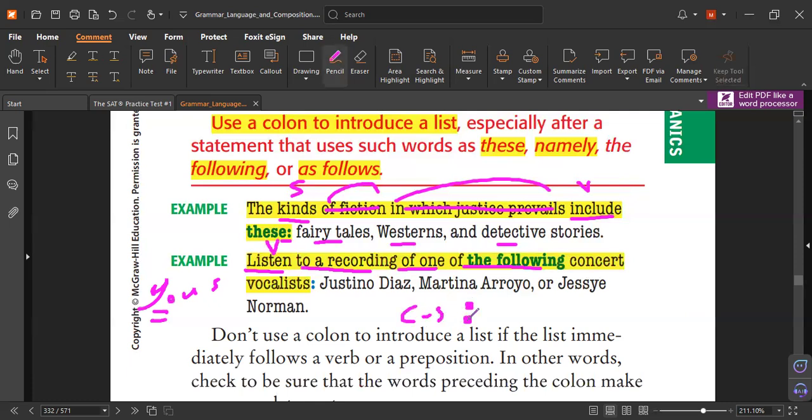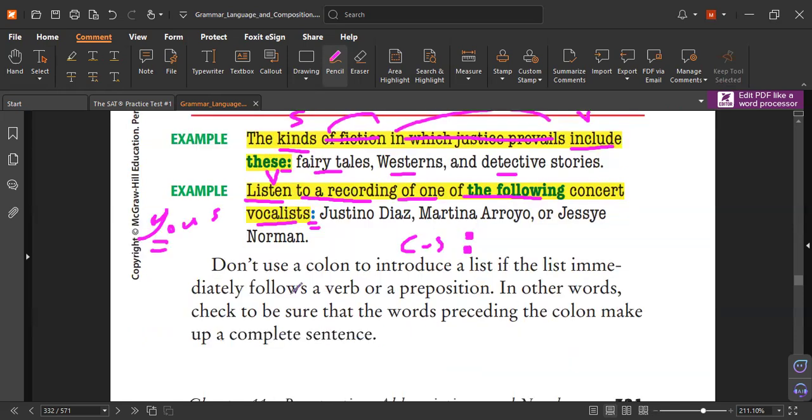But wait, after it he gives me a list to explain who the vocalists are. So we have a list to explain, to illustrate, to give examples to something mentioned before. But remember, it's not only the word directly before the colon. I'm talking about illustrating any word or any idea in the sentence before the colon, not only the word directly before it. So be careful. That is one use of the colon.